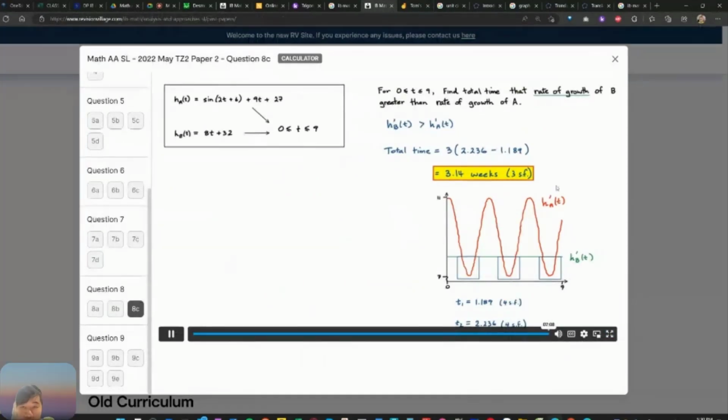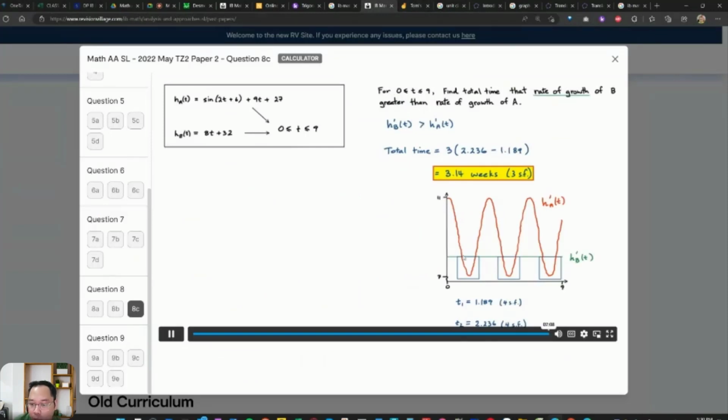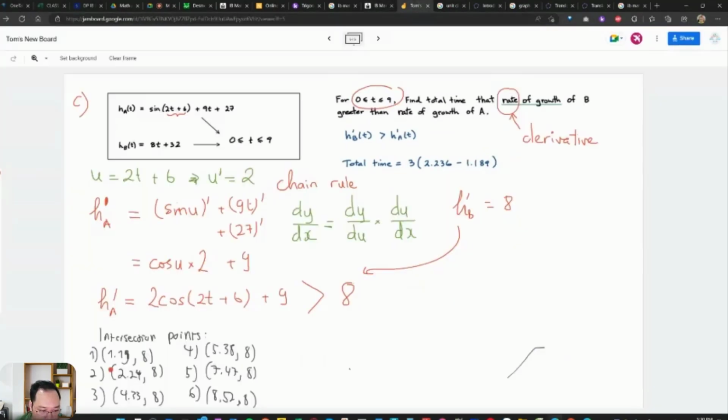So what are we gonna write about the intersection points again? I mean, about the time interval so that the rate of growth of plant B is greater than the rate of plant A is from t1 to t2, from 1 to 2 here, and then from 3 to 4, and finally from 5 to 6. Okay.